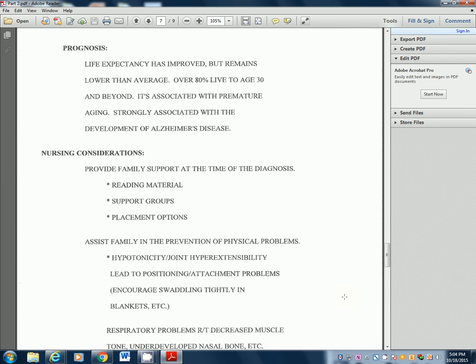Nursing considerations, they are going to need lots of family support. Support groups, there's lots of options out there, and there are some placement options. They want to assist the family in providing care and preventing any kind of physical problems that can occur. In infants, hypotonicity is a problem because of the decreased muscle tone. So it can lead to positioning and attachment problems because they're very limp and flaccid. So you want to encourage swaddling tightly in blankets.